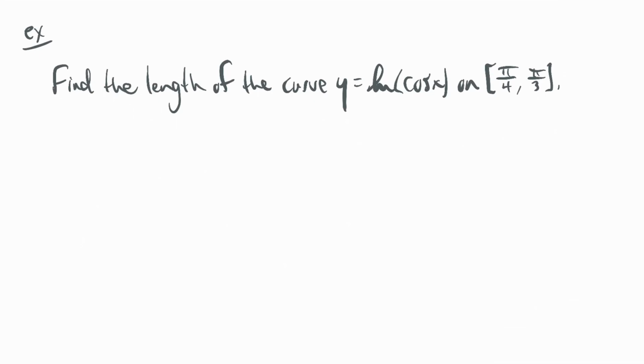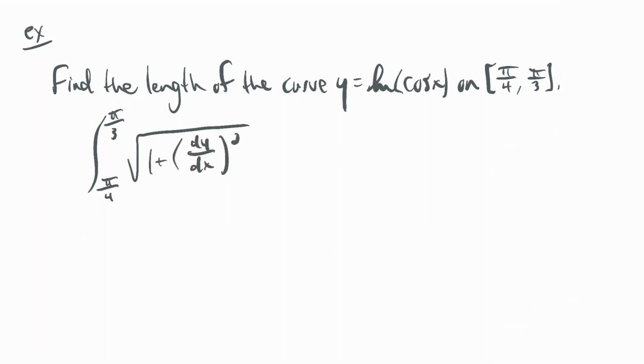Okay, let's find the length of the curve y equals ln of cosine x on the interval pi over 4 to pi over 3. So the integral will be from pi over 4 to pi over 3 of the square root of 1 plus dy/dx squared dx. Okay, so dy/dx equals, well, the derivative of the outside function will be 1 over the inside function times the derivative of the inside function, and we'll get negative tangent x from that.